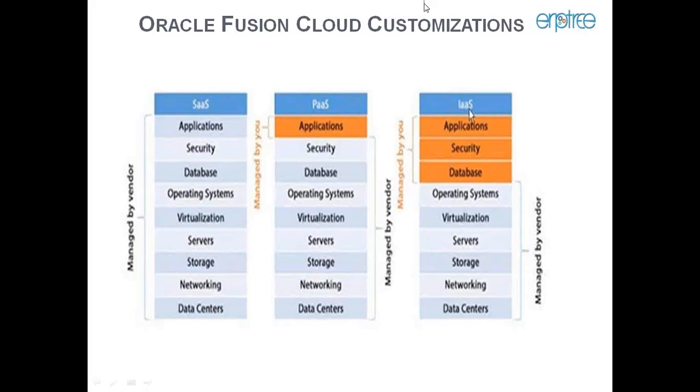So this is our customization level, where we can see different levels of customization are available depending on the product. If we come to the cloud, we have three types of family, where we can see SaaS, PaaS, and IaaS. I will just explain SaaS, PaaS, and IaaS to you.